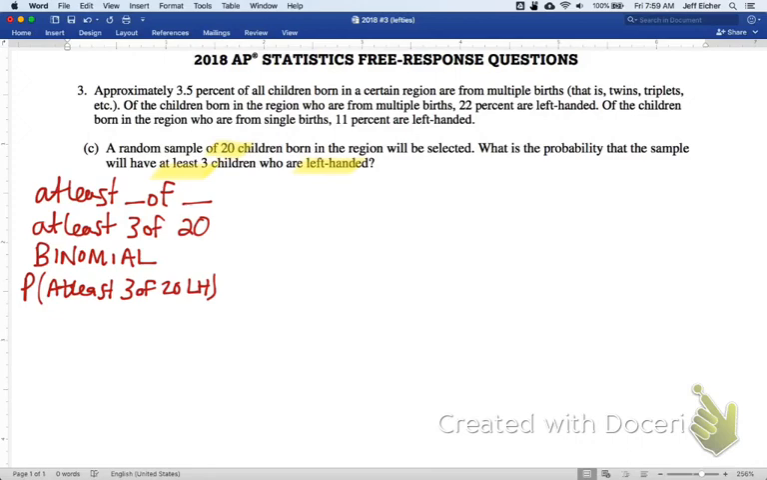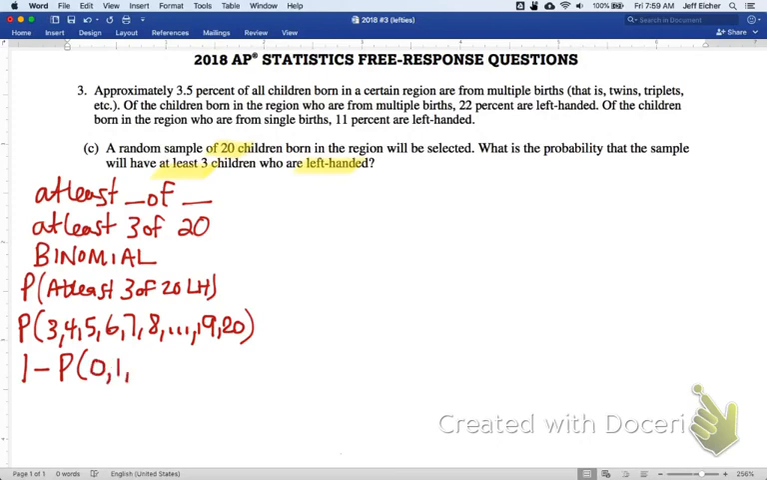So a couple things to realize here. We're being asked to find this. At least 3 would be 3 or 4 or 5, 6 or 7 or 8, and it keeps going until we get to 19 and then finally 20. That's a lot of probabilities to find. So it'll probably be much better to use the complement, which is 1 minus the probability of all the other cases. The other cases would be nobody's left-handed, 1 person, or 2 people out of the 20 are left-handed.